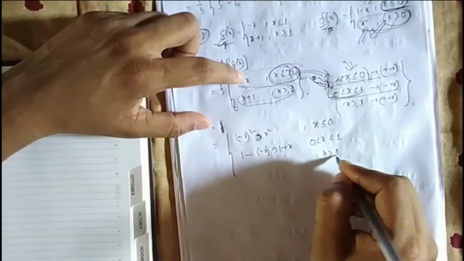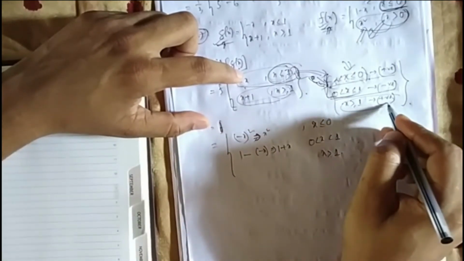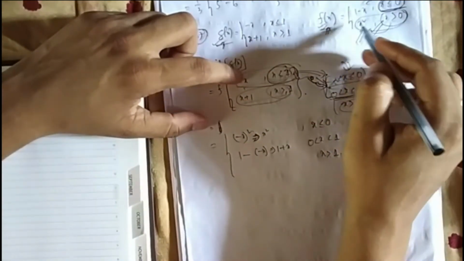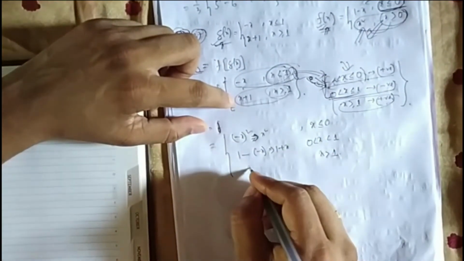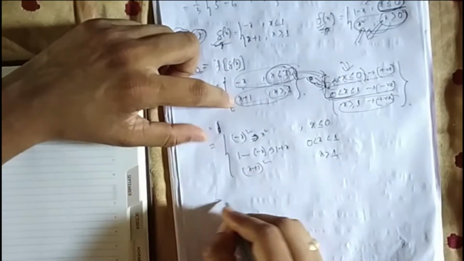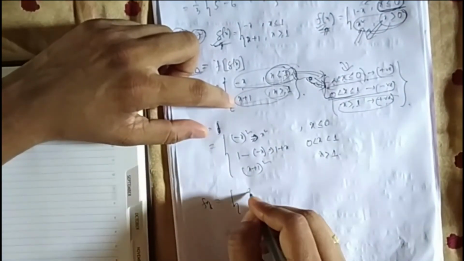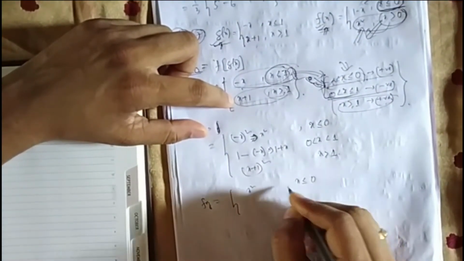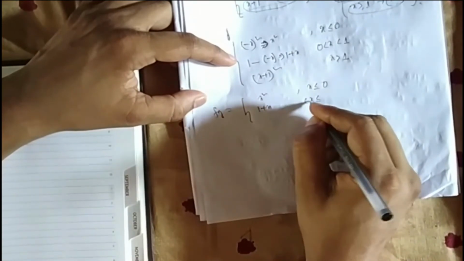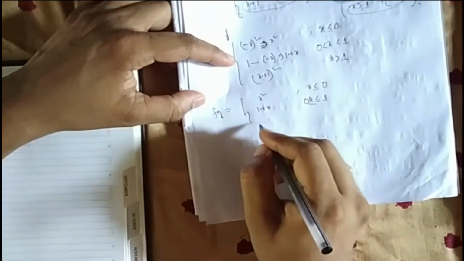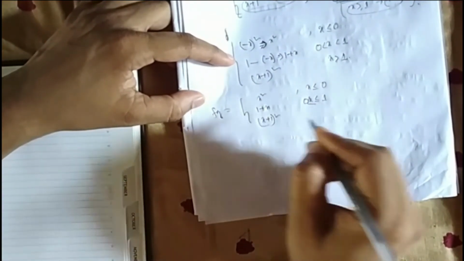And for x greater than 1, what does G give? G gives positive. So what does it do for positive values? It just squares it. So what is the value G is giving for greater than 1? x plus 1. So it will just square it. So finally, if you write fog, you will have 3 parts: x square for x less than 0, and then 1 plus x from 0 to 1, and then x plus 1 whole square.